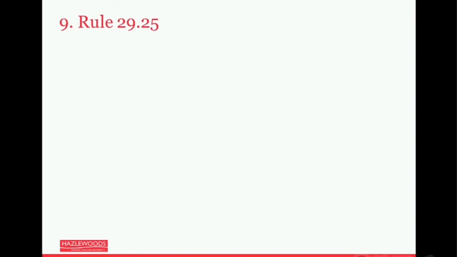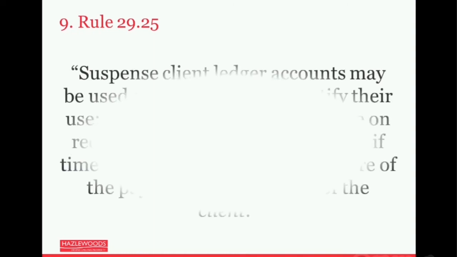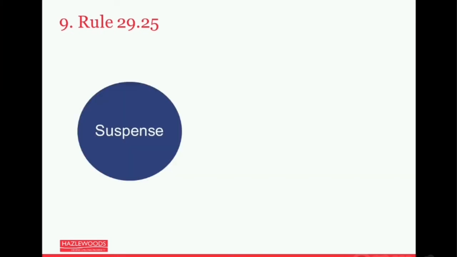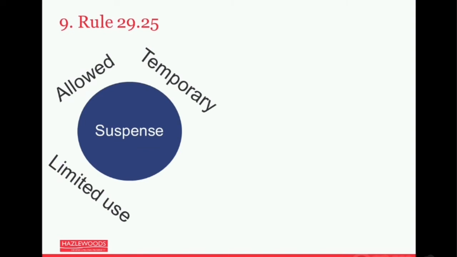If you remember from Part 2, the second highest number of reportable breaches related to Rule 29.25, incorrect use of the suspense account. The rules state that suspense client ledger accounts may be used only when you can justify their use, for instance, for temporary use on receipt of an unidentified payment, if time is needed to establish the nature of the payment or the identity of the client. Suspense accounts are allowed, but only on a temporary basis. Ensure limited use of suspense ledgers.